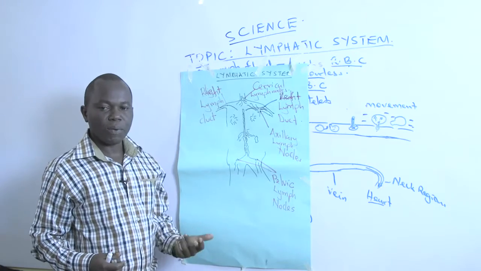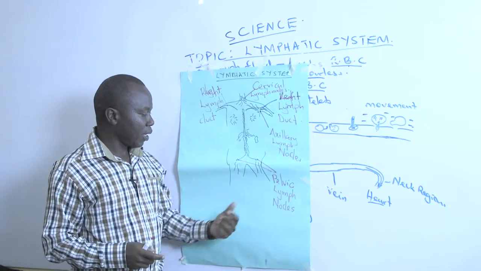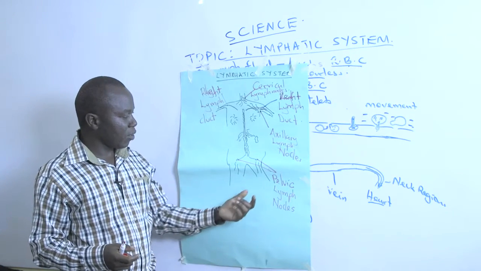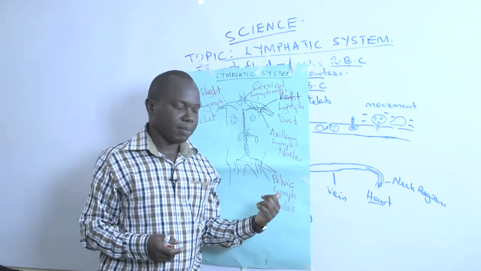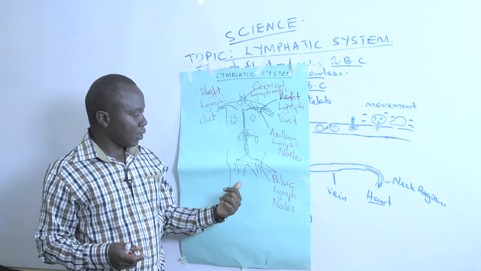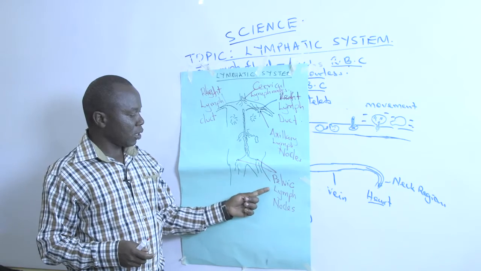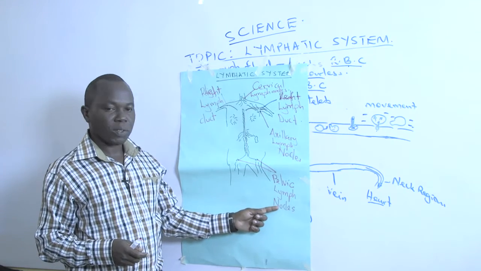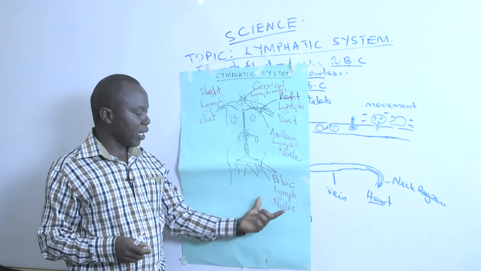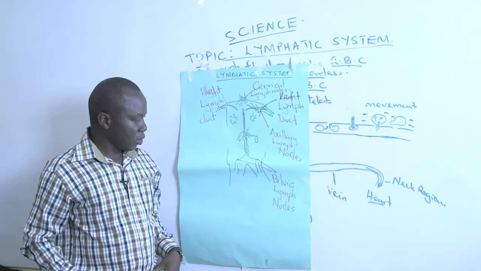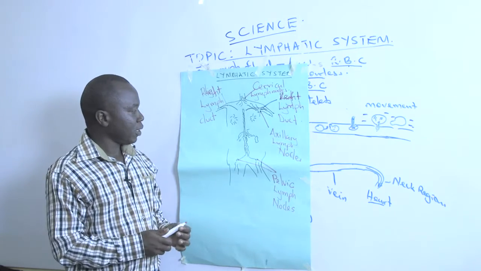If, for example, you have a wound on your leg and it's not well taken care of, it develops a septicemia kind of situation or condition. It gets infected and the lymph nodes are going to swell due to filtering of the bacteria. So in this region, you will also feel some lumps.